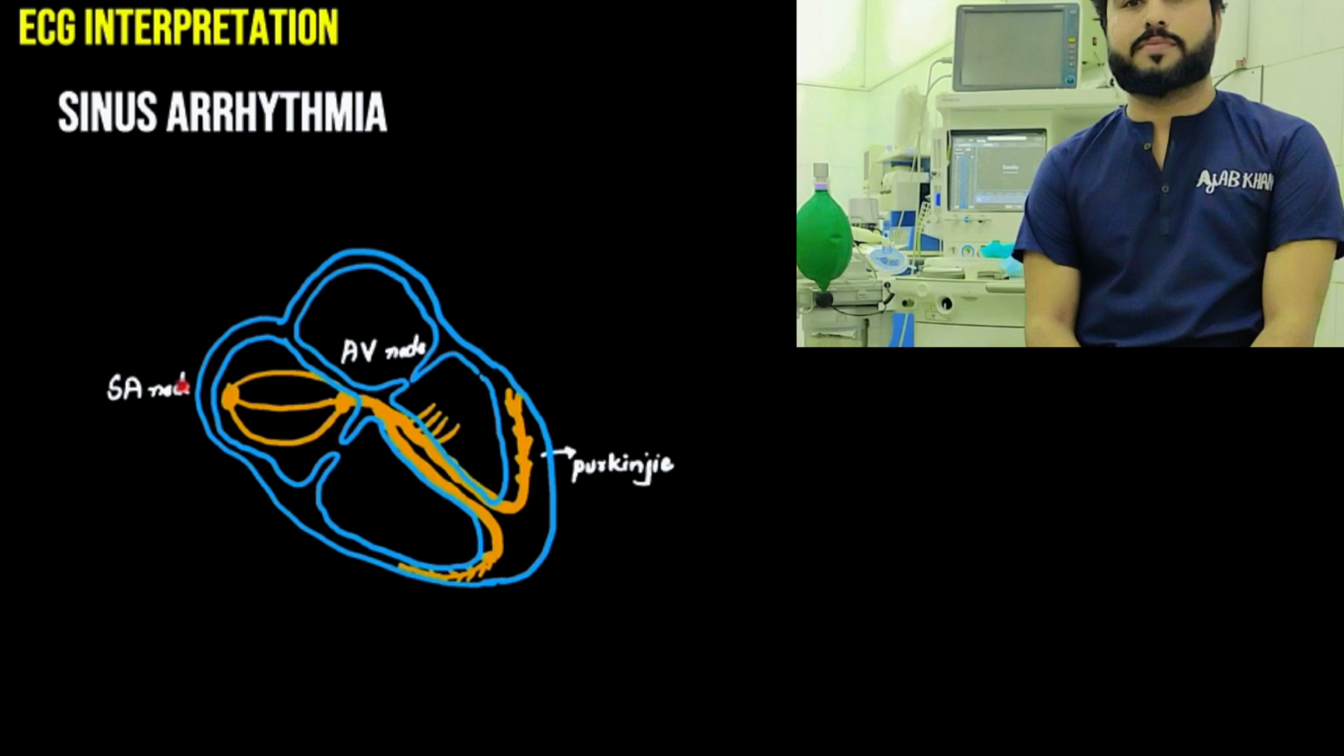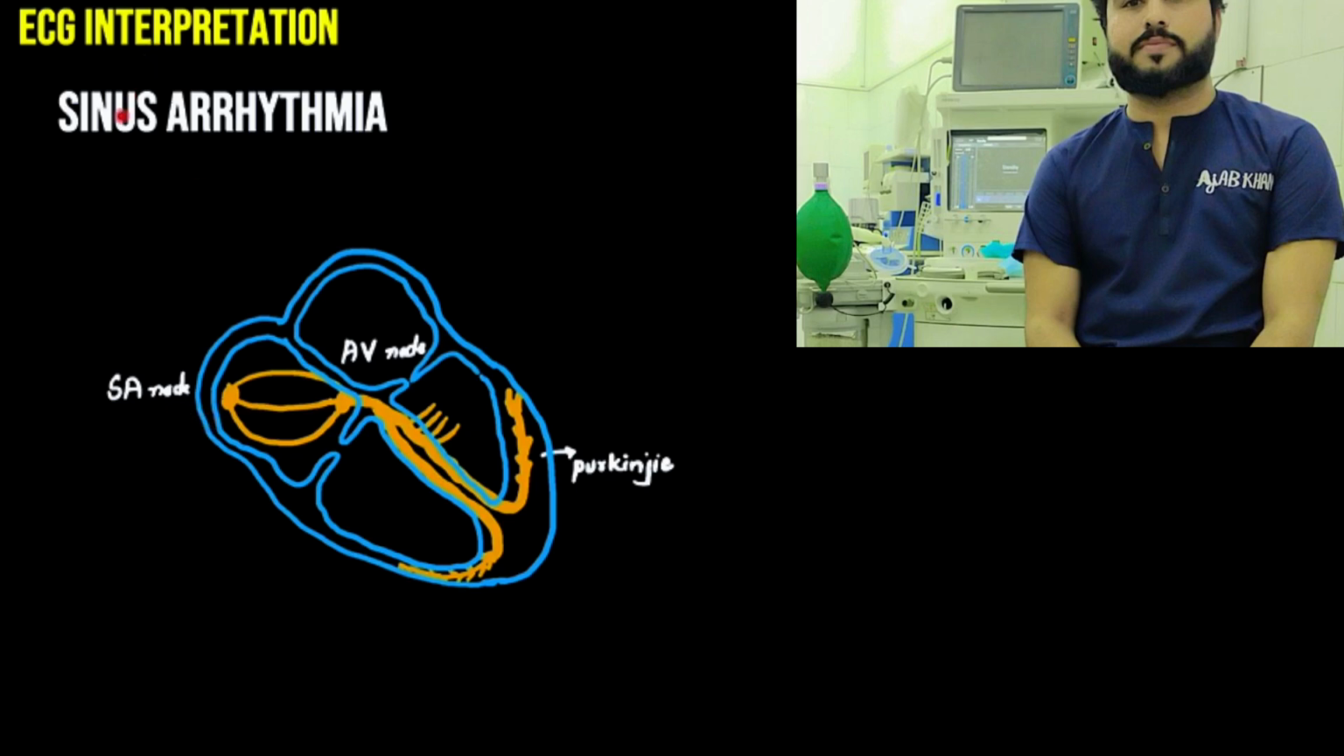Now remember, SA node runs the electrical activity of the heart. SA node sends signals and causes contraction of the atria. SA node sends signals to the AV node and bundle branches and Purkinje fibers, and it causes contraction of the ventricles. SA node is the leader of electrical activity in the heart. Any rhythm that is run by SA node is called a sinus rhythm. A sinus rhythm is a normal rhythm.